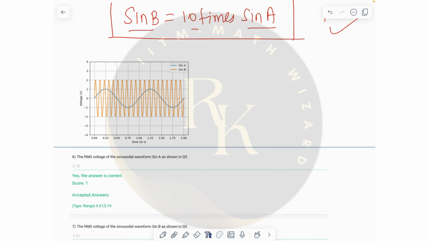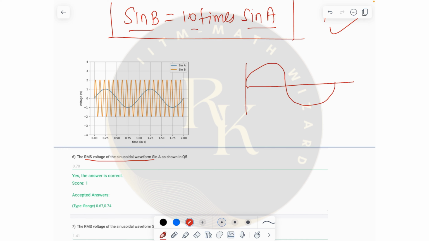Here they are asking for the RMS value of the sinusoidal form sin A. Before that, we already know what one cycle is. It is a crest followed by a trough. This is known as one cycle.